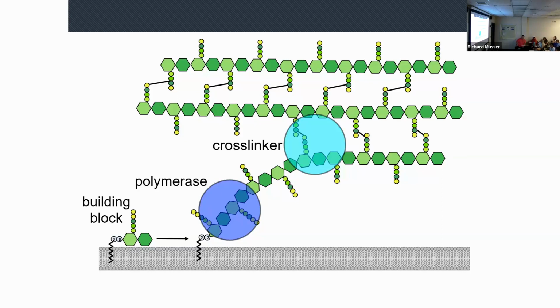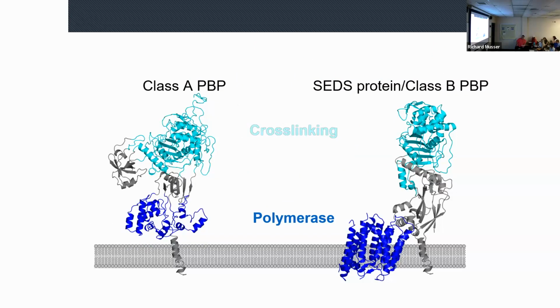E. coli, and indeed most bacterial cells, have two distinct types of peptidoglycan synthesis. They have the class A penicillin binding proteins. These proteins have both the polymerase activity and the cross-linking activity contained within a single protein. Then there are the SEDS protein class B penicillin binding protein complexes. These complexes have the polymerase activity in the SEDS protein and the cross-linking activity in the class B penicillin binding protein.